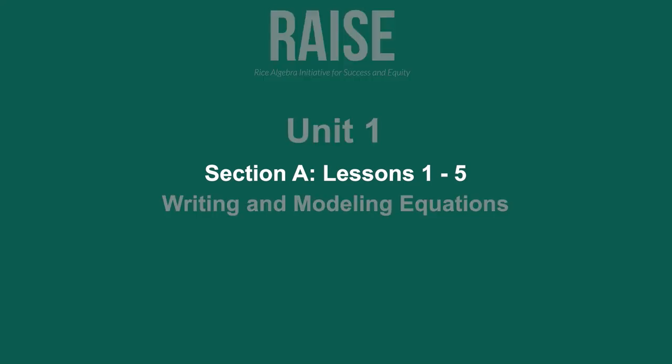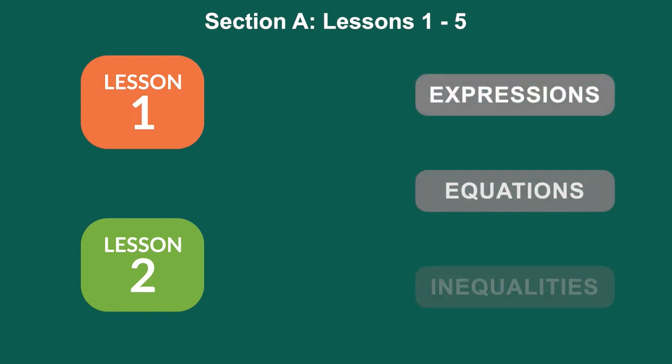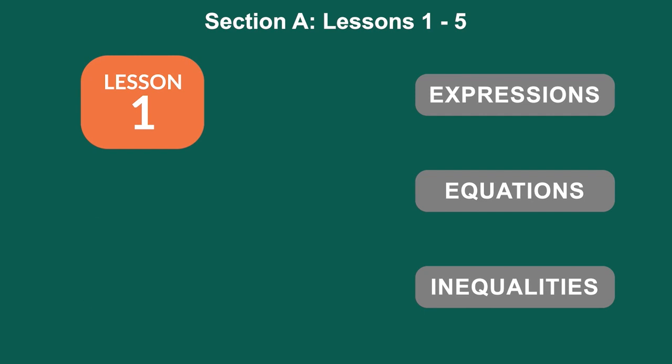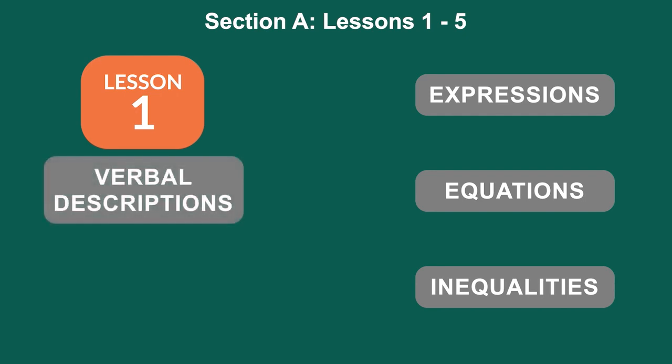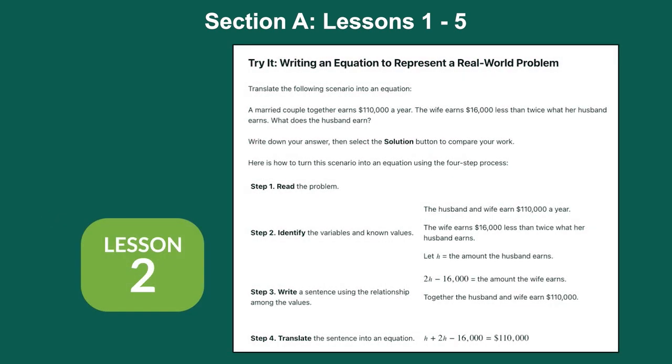In the first few lessons of Section A, students learn how to use expressions, equations, and inequalities to represent constraints or limitations on quantities. Lesson 1 carefully examines how to translate verbal descriptions into expressions, equations, or inequalities. Then, in the second lesson, students apply these skills to real-world situations.